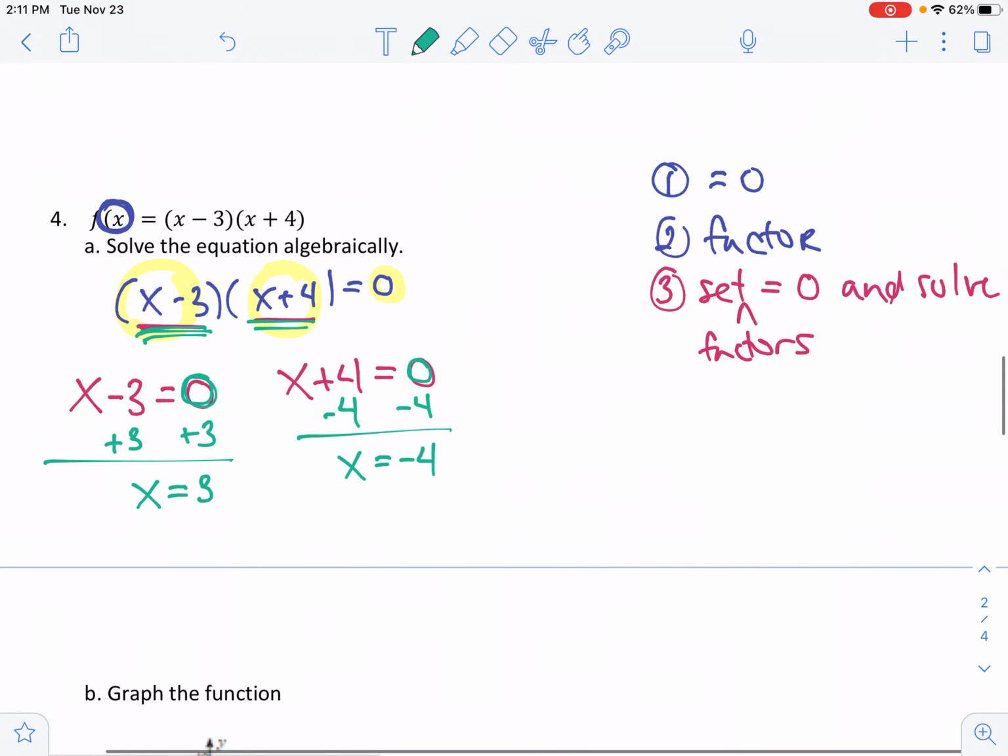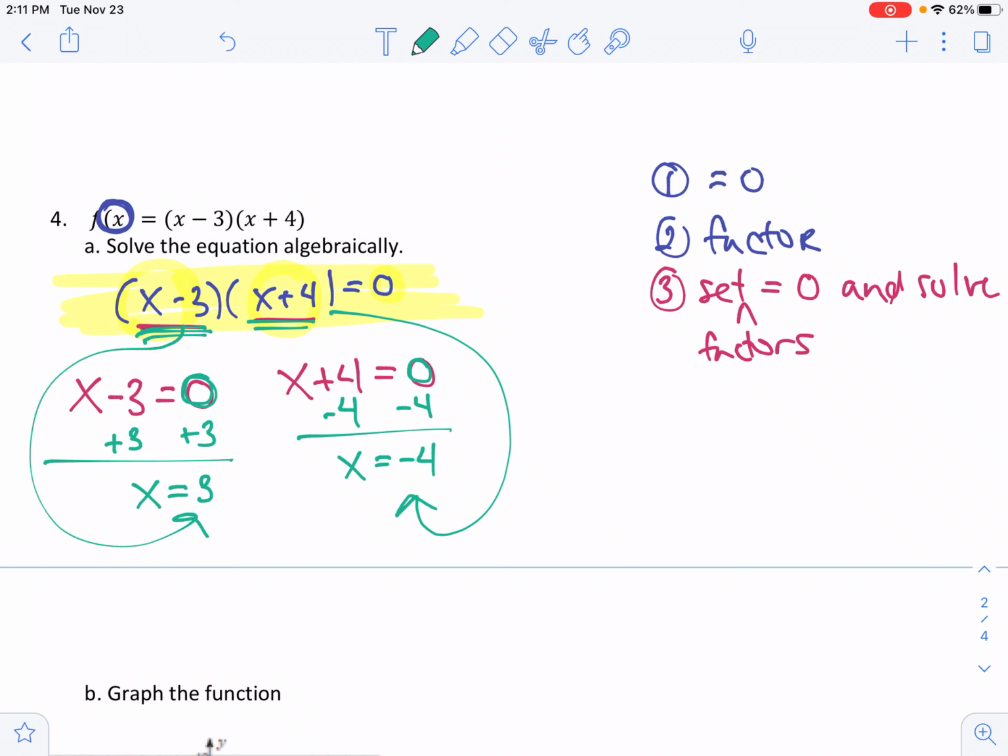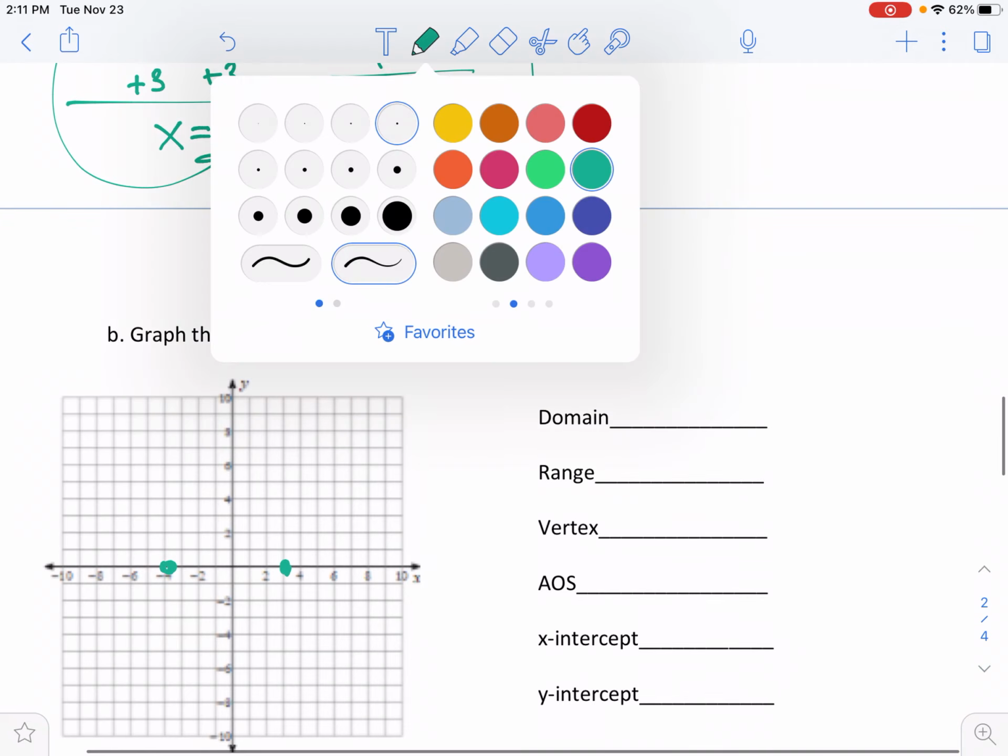And you could say, but hey, Cletus, it was already in factored form. Didn't I know that the answer was just the opposite of what's in parentheses? And the answer is yes, that's your P and Q from factored form, but this is the algebra as to why we've been able to do that. So now let's go ahead and graph it.